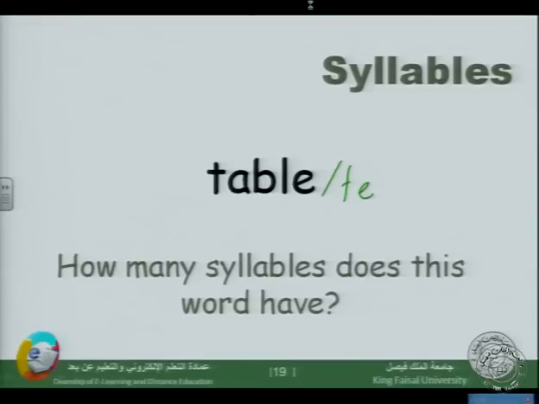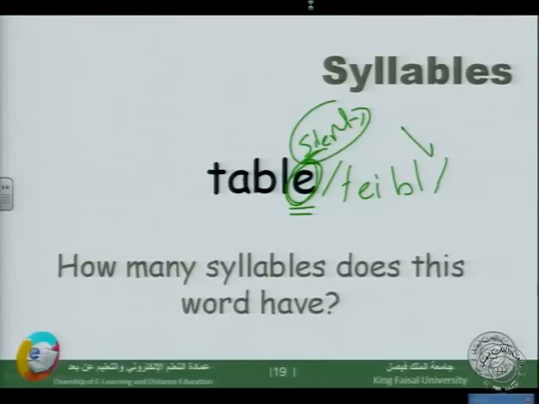Table. Usually the E in English, if it comes at the end of a word, doesn't have a transcription because we don't pronounce it. We don't say tably. That's wrong, that's incorrect. We say table. So the E is silent, and we don't put it between these two slashes.